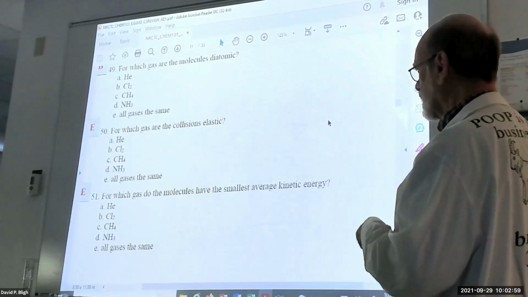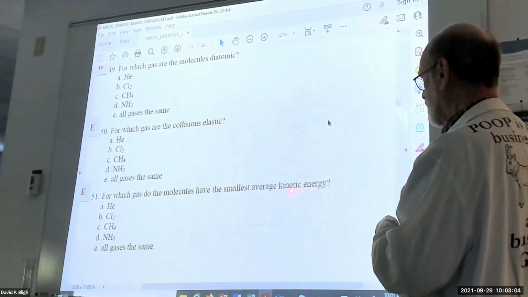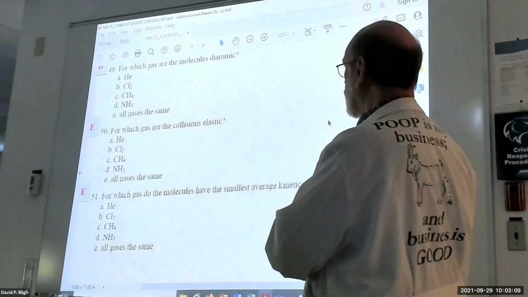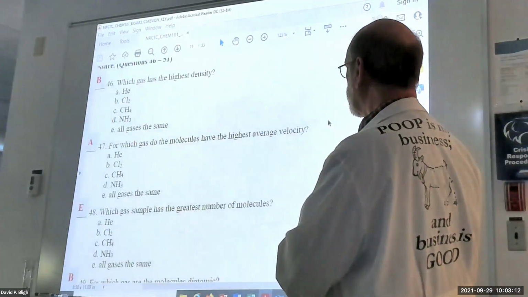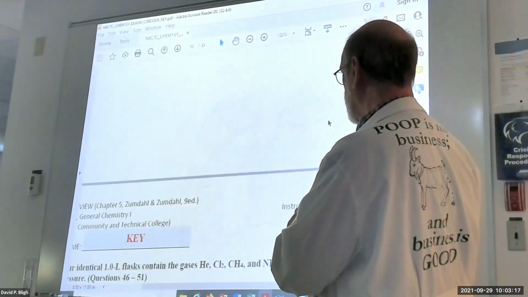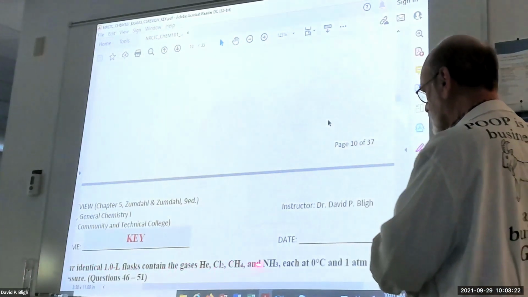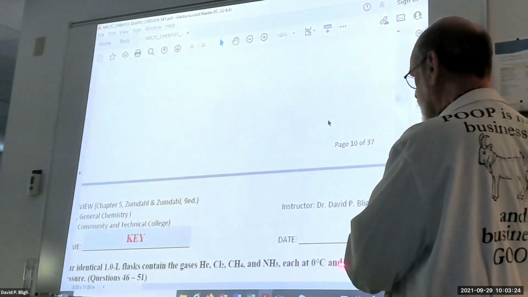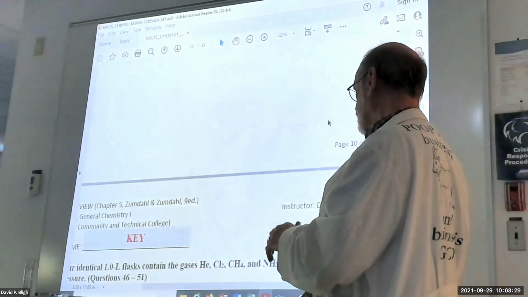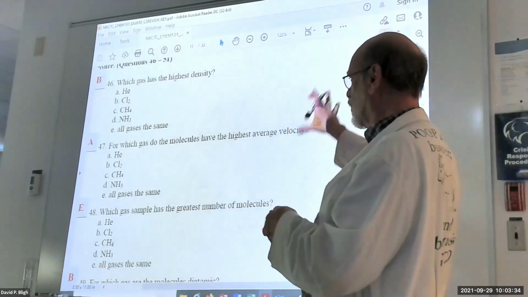We didn't look at this one either. For which gas do the molecules have the smallest average kinetic energy? Oh, there must be a condition set up above. Yes, questions 46 through 51 are part of this. Identical 1 liter flasks contain gases, each at 0 degrees and 1 atmosphere pressure. So they're all at the same pressure, temperature, and volume. Okay, now the questions make sense.